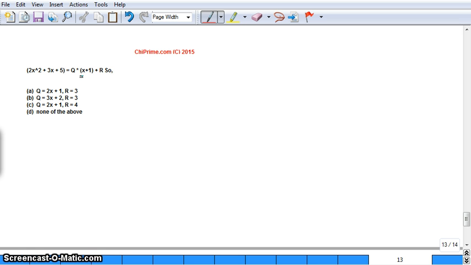Here we're given a polynomial and we're asked what the quotient and remainder would be if it were to be divided by x plus 1. All right, so let's solve this two different ways.